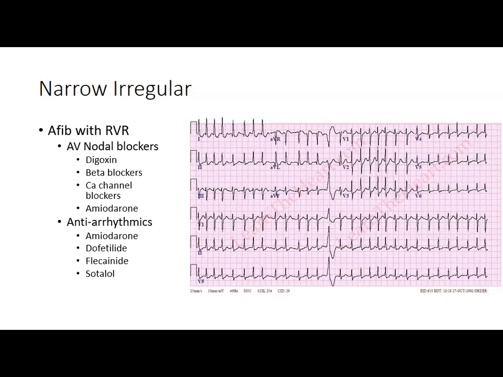But in general, we're going to start with beta blockers. We're going to use calcium channel blockers. You can use digoxin and you can use amiodarone. The way in which all of these help control the rate in AFib with RVR is that they're all AV nodal blockers. Even amiodarone, which is an antiarrhythmic, has AV nodal effects. So it really has sort of a nice 1-2 punch there.